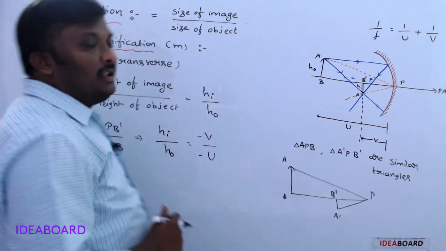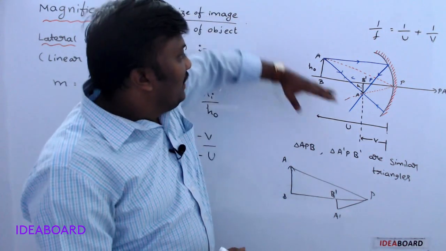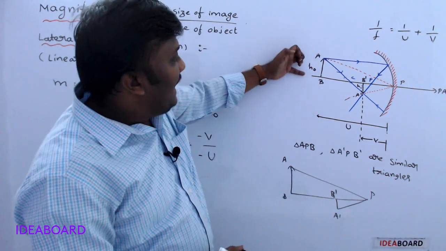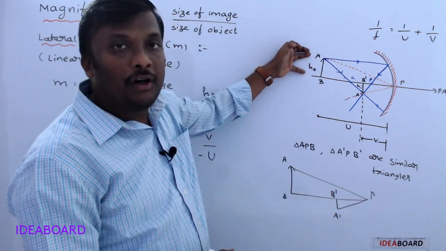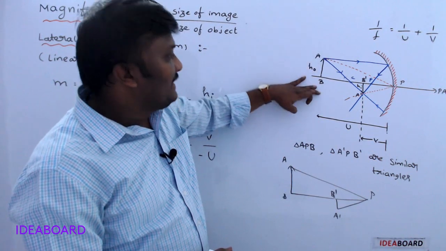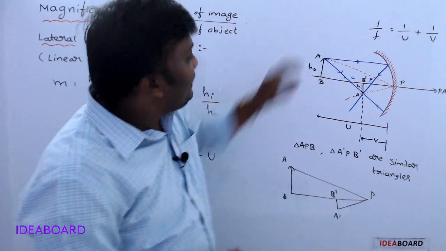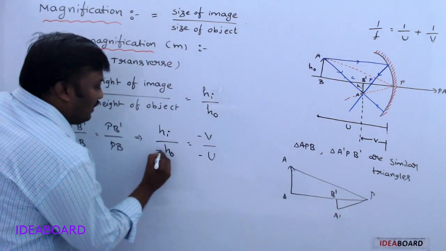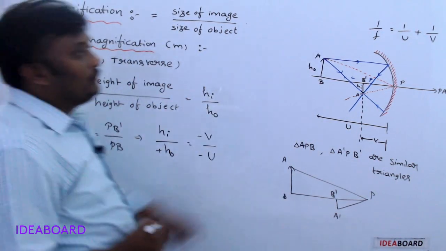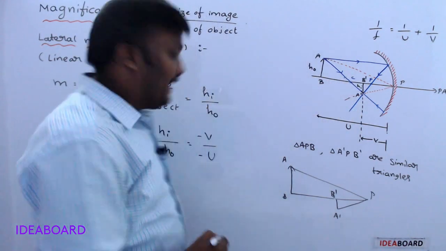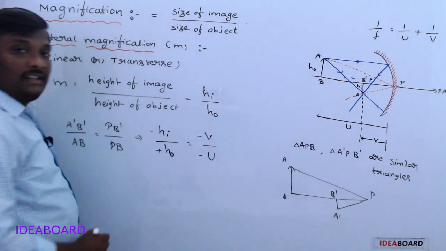Okay. Next, third point we said, above the principal axis, heights are taken as positive. Below the principal axis, heights are taken as negative. So this is above the principal axis. That's why h naught is positive. This is below the principal axis. That's why it is negative.